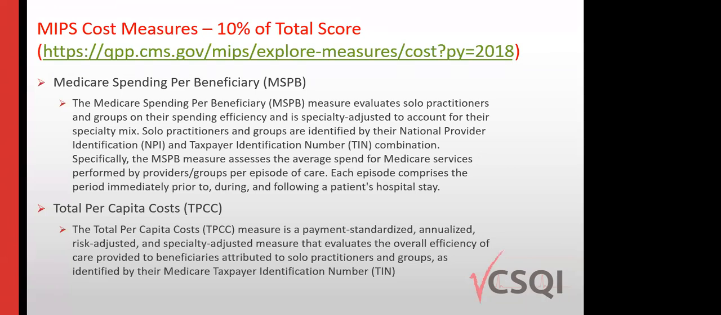Medicare spending per beneficiary. This evaluates both solo practitioners and groups on your spending efficiency, and especially specialty adjusted to account for your specialty mix. These are done using your episode of care data and the administrative data you are sending through claims. Total per capita cost is a measure where the payment is standardized, annualized, risk adjusted, and specialty adjusted, evaluating the overall efficiency of care provided to your beneficiaries.